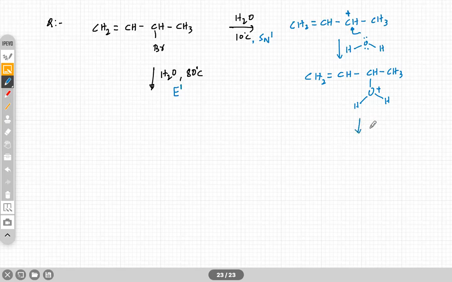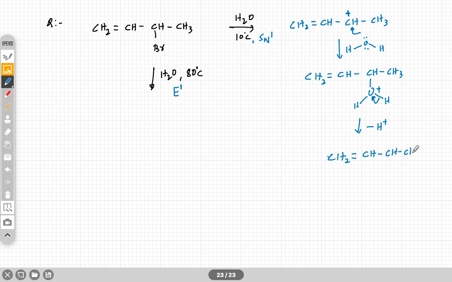And from this, H plus comes out from oxygen. One of these bond pairs drags to stabilize this positive charge, and hence it is CH2 double bond CH single bond CH single bond CH3, and we have OH here. This is the product via SN1 mechanism. Okay, via SN1 mechanism.